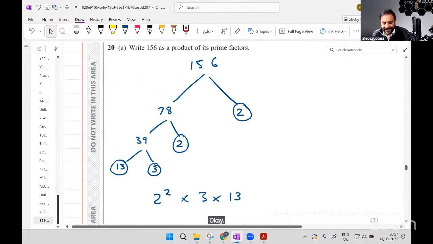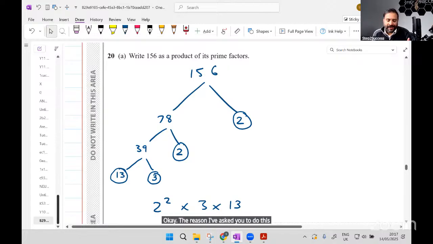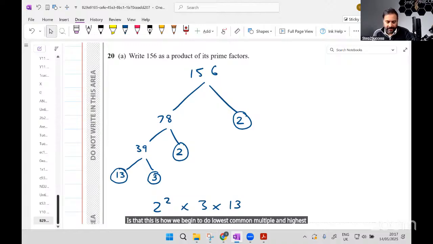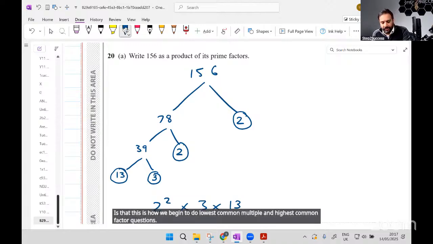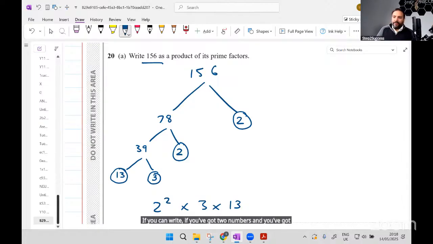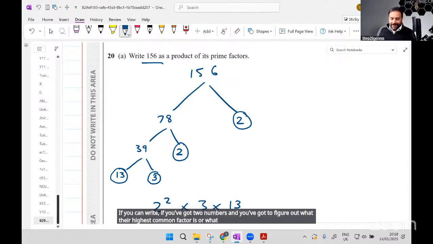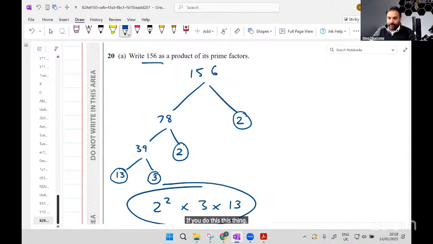Right. The reason they've asked you to do this, just so you understand, is that this is how we begin to do lowest common multiple and highest common factor questions. If you've got two numbers and you have to figure out what their highest common factor is or what their lowest common multiple is, if you do this tree diagram for both of them, it becomes quite easy to do a highest common factor or lowest common multiple question.